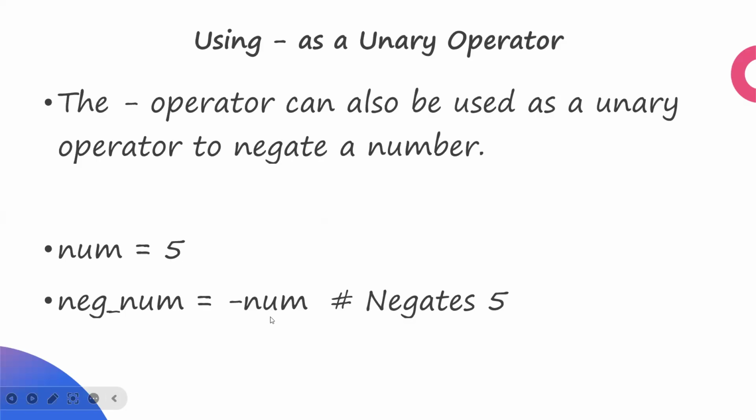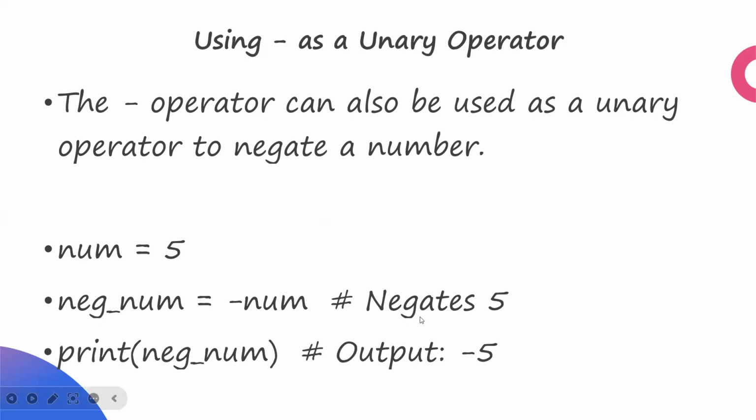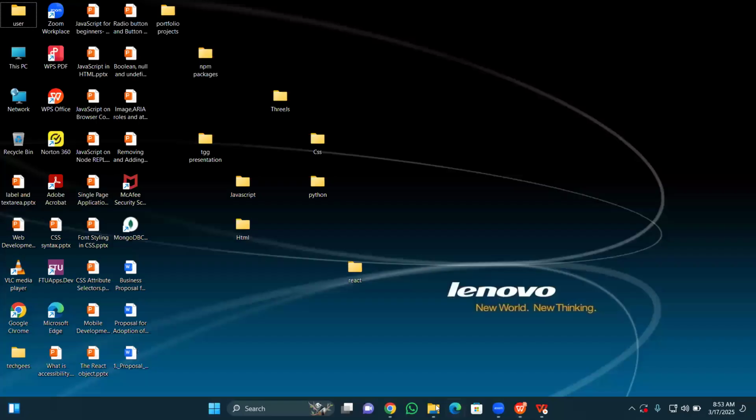So when you have this, we are using this minus operator as a unary operator. Right now, it is only operating on a particular operand, on one operand. Okay, so that's why it is a unary operator. So if you print this thing out, you're going to get minus 5. Let me show you in code.